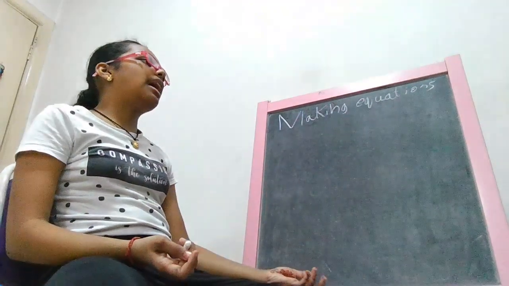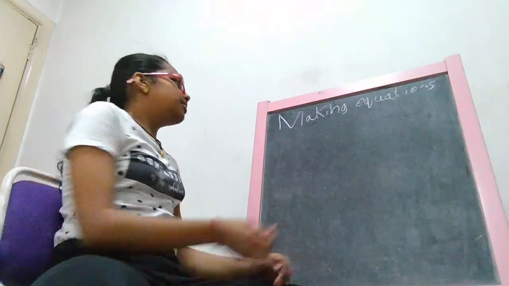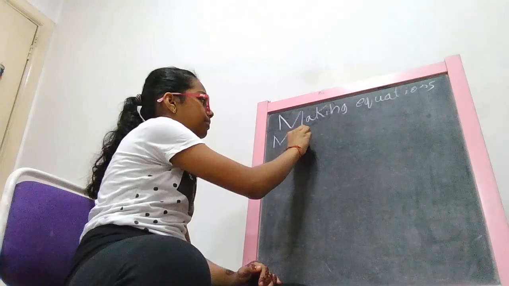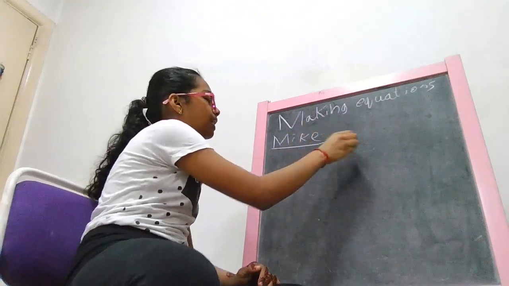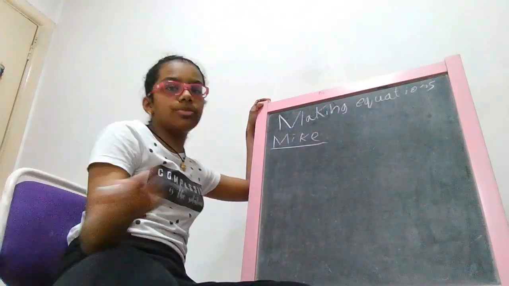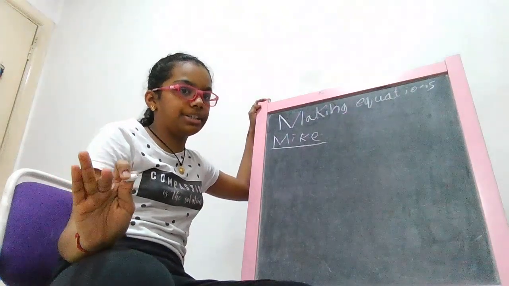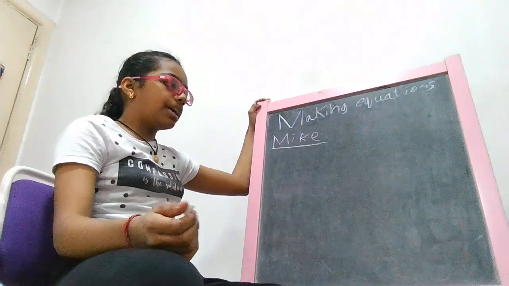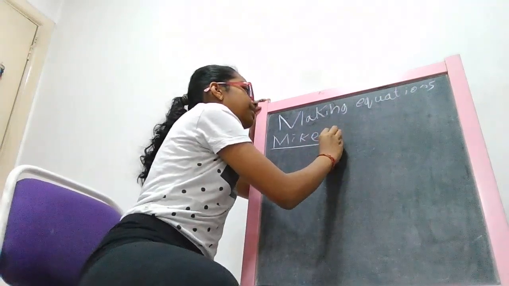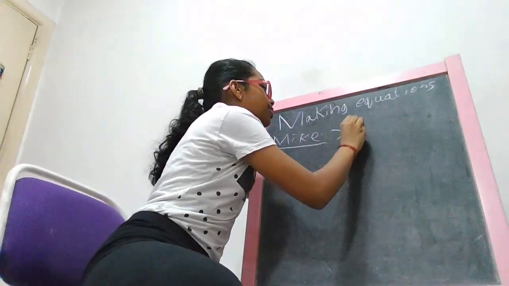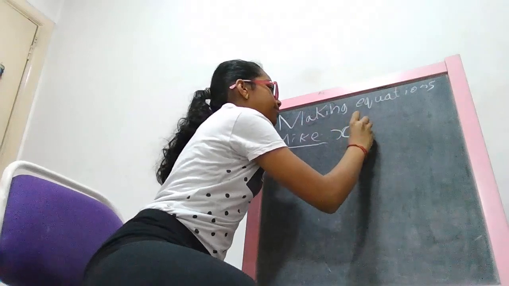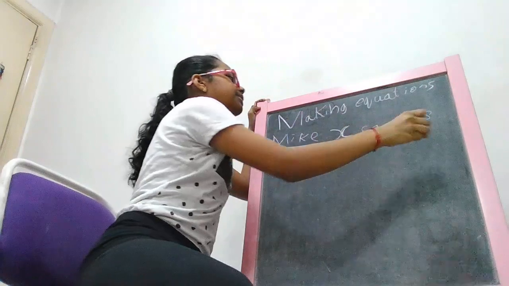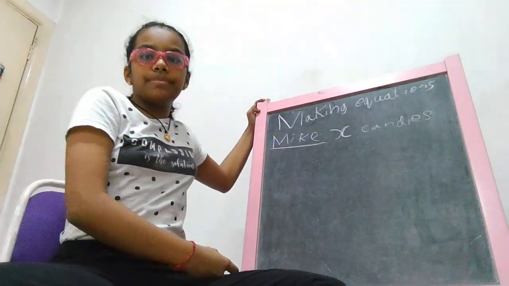So let's say that Mike, this guy is Mike, okay? So Mike has a number of candies. He does not know how many candies he has. It was Halloween and he went around and he got a number of candies, so we can write x number of candies, okay? So the x is the candies that Mike has, okay?